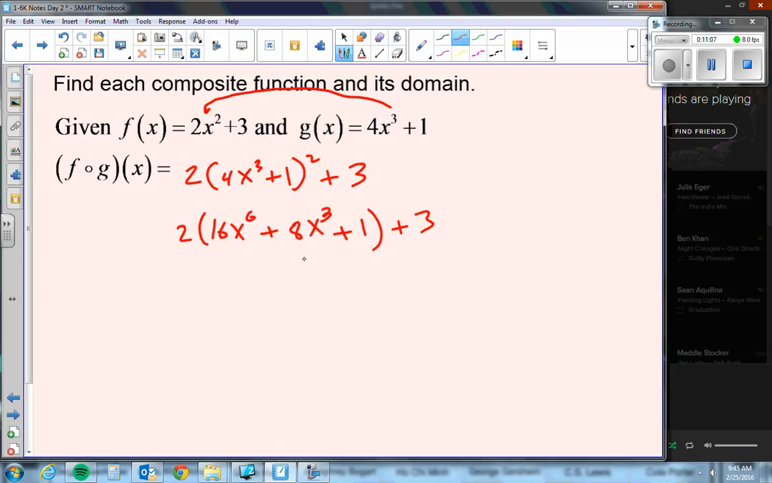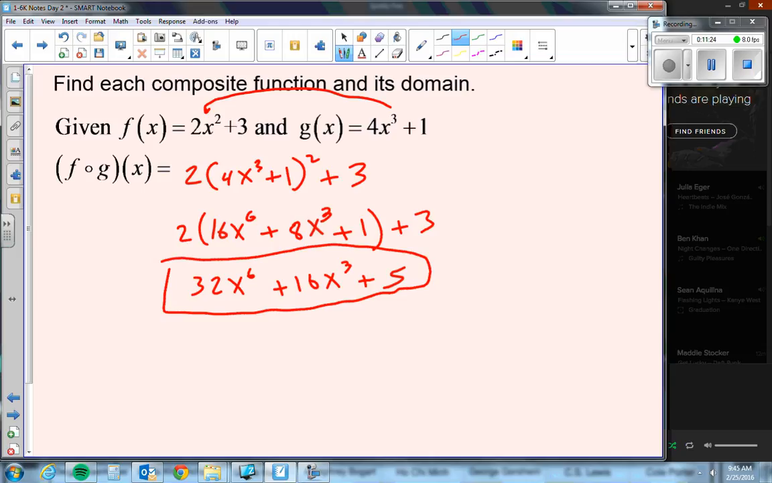And then just double everything in there, so it's 32 x to the power of 6 plus 16 x cubed plus what? 5. I mean, because that becomes 2, then plus 3 is 5. Be careful, don't put 4. Don't be sad after all that. Now, so that's our answer.